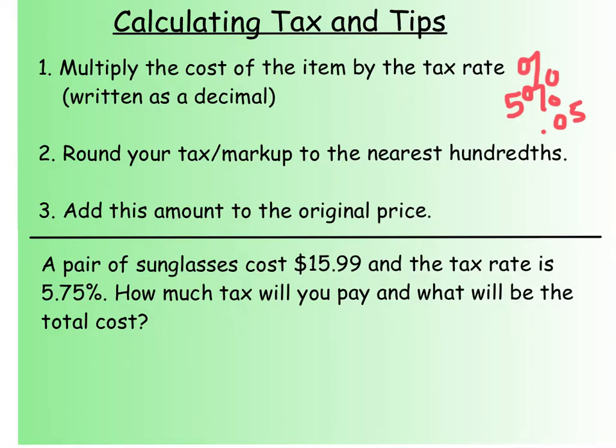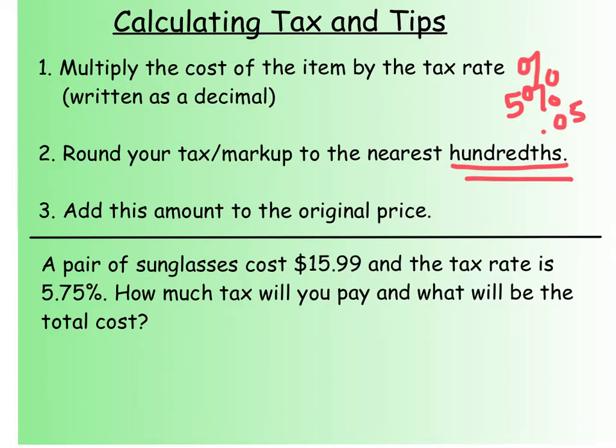Next, once you get that answer, that is going to be your tax or your tip. So what you're going to do is round that number to the nearest hundredths place. Because remember, whenever we're talking about money, we go 2 numbers after the decimal point. And then whatever you get, you just add it to the original price. This is best shown by doing an example.